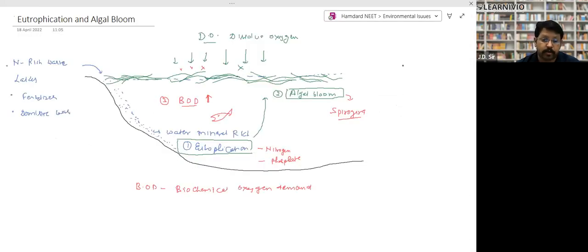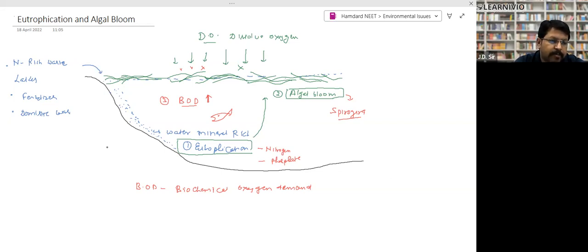Eutrophication. This is also a very important topic for the NEET. So now tell me, what is eutrophication? Eutrophication, algal bloom, BOD, DO. Mamuna, any idea? No? Look, please focus over here. Eutrophication and algal bloom are basically interconnected with each other, right?